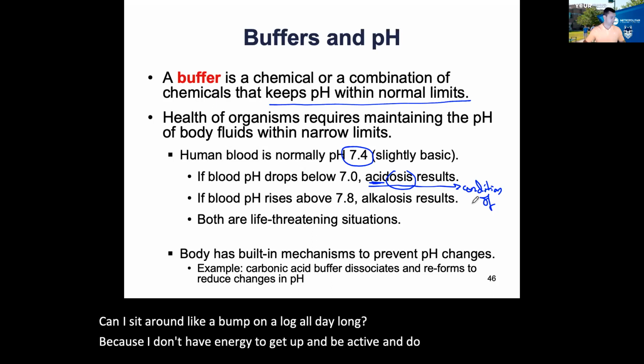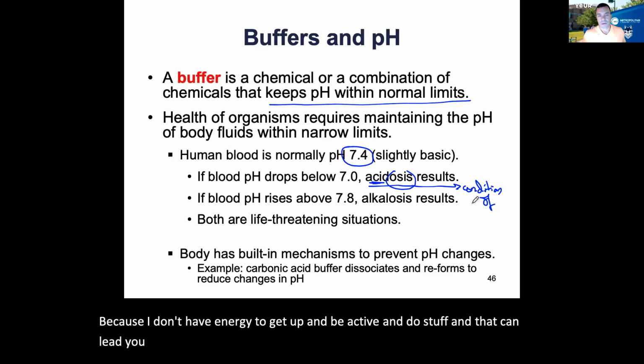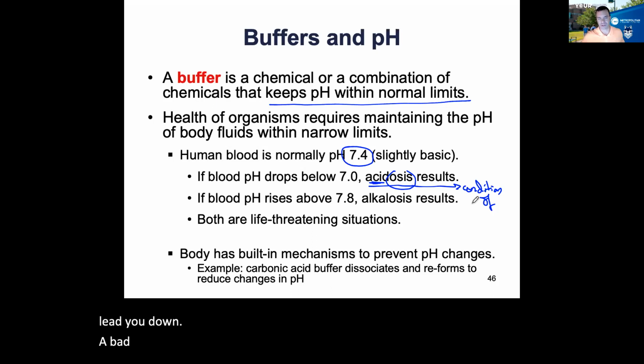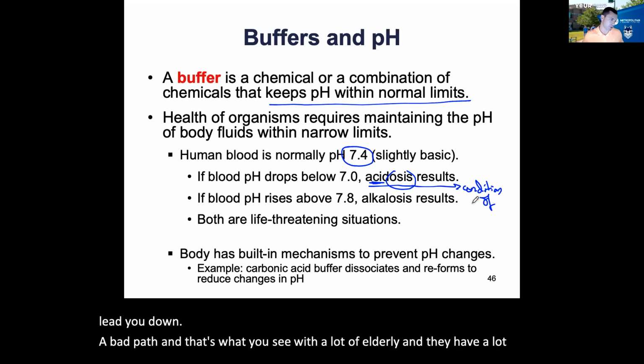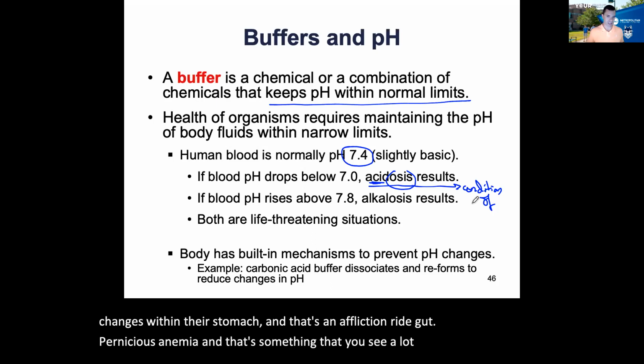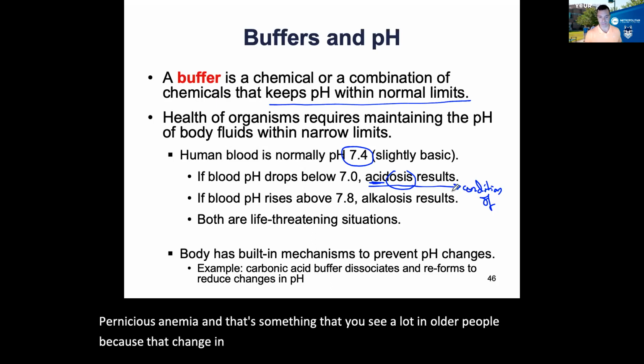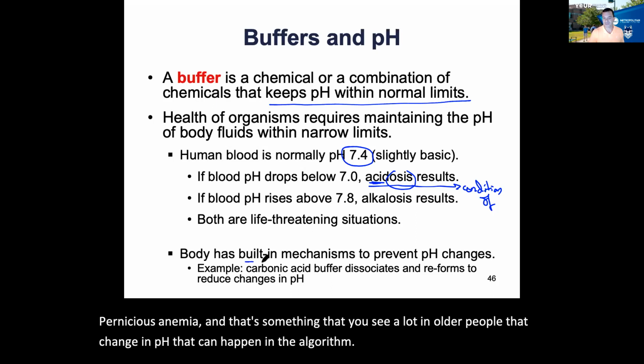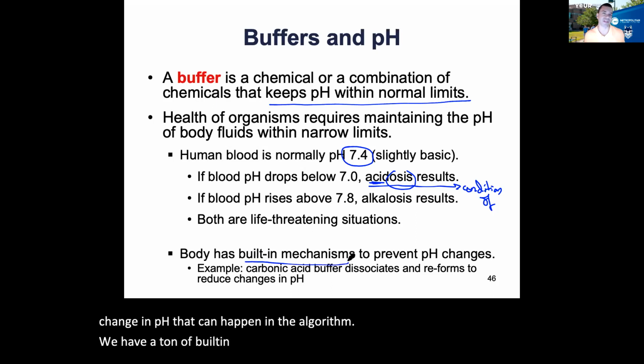And that can lead you down a bad path. That's what you see with a lot of elderly. They have a lot of pH changes within their stomach, and that's an affliction: pernicious anemia. That's something that you see a lot in older people because of that change in pH that can happen in the elderly. We have a ton of built-in mechanisms to help prevent this, though.